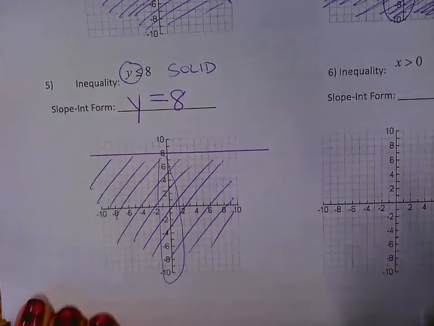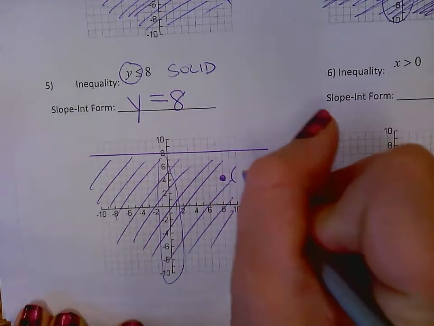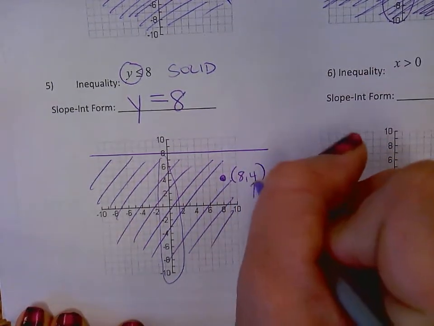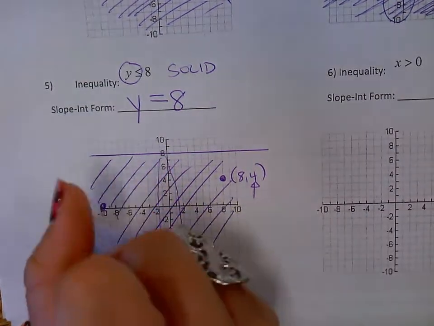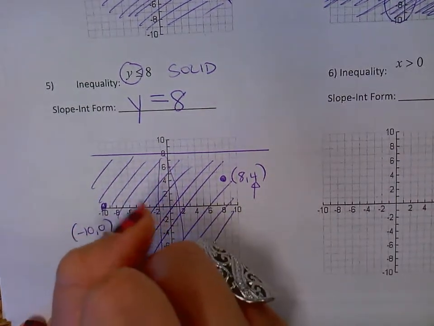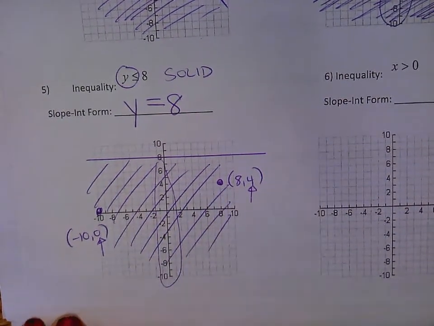For example, this is the point (8, 4). The y value is smaller than 8. Over here, I'm at (-10, 0). The y value is smaller than 8. So everything in here is part of my solution.